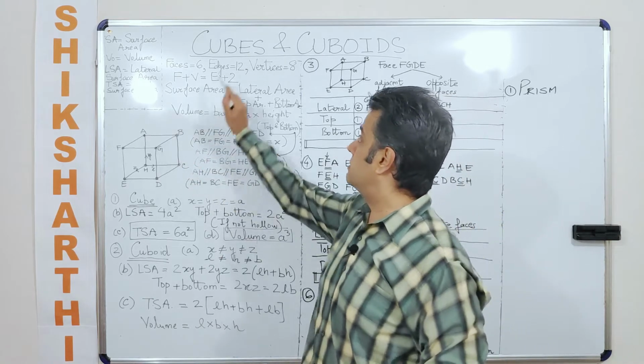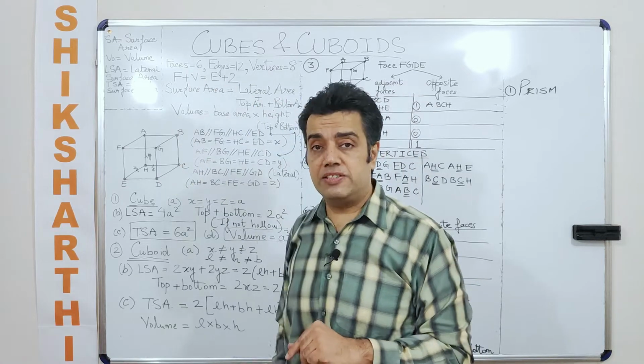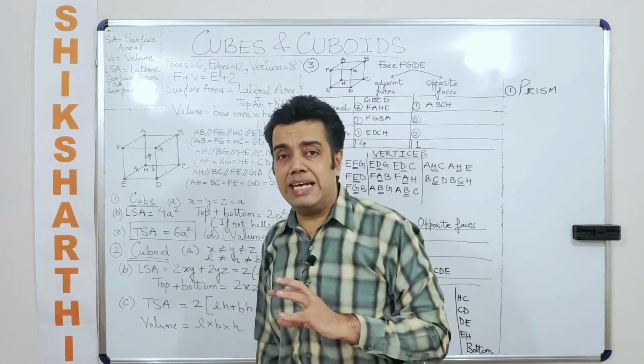So how many edges does a cube or a cuboid have? 12 edges. How many faces? 6 faces. How many vertices? 8 vertices.